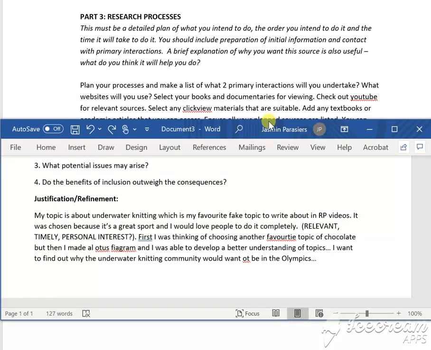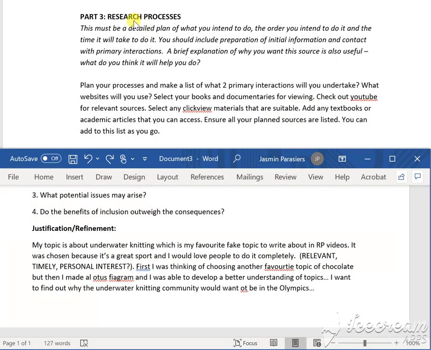So we're going to move over to part 3 now, which is our research processes. So as it says, it's a detailed plan of what we're going to do, what order we think we'll do it, how long we think it will take us. It's explaining the processes we intend to undertake and what we're going to do with them, okay?